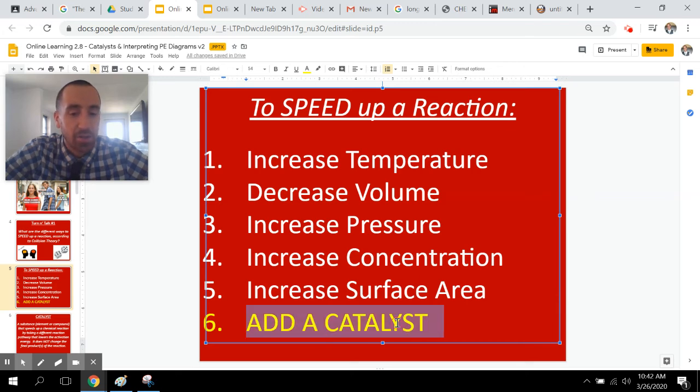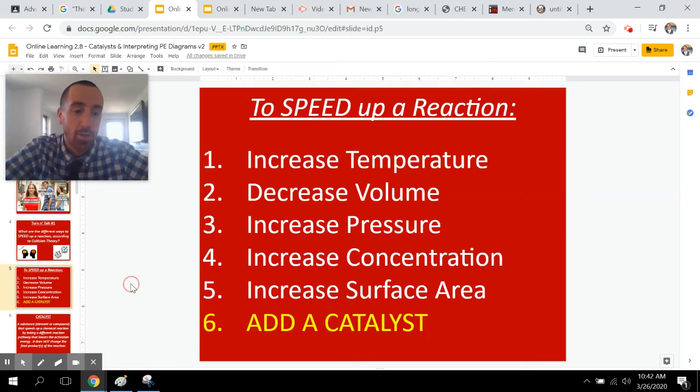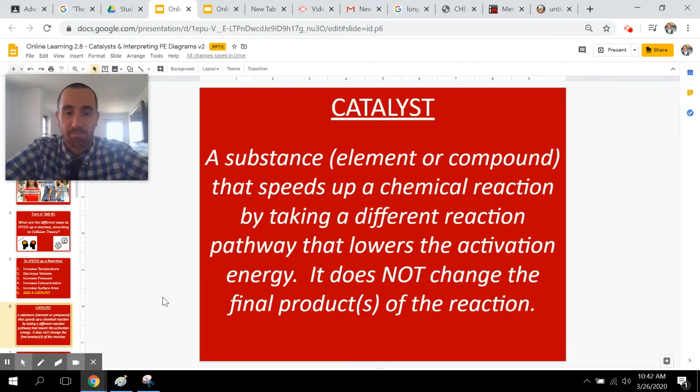A catalyst is a little different. It doesn't increase the overall number of collisions. It increases specifically the number of effective collisions so that when they do collide, they collide in the right orientation. And we're going to talk about what that means. All right, so there's this sort of mini paragraph here about a catalyst, and I'll read it to you guys. You can copy it down if you'd like. A catalyst is a substance, which is an element or a compound, that speeds up a chemical reaction by taking a different reaction pathway that lowers the activation energy.